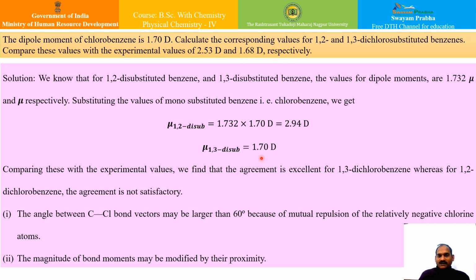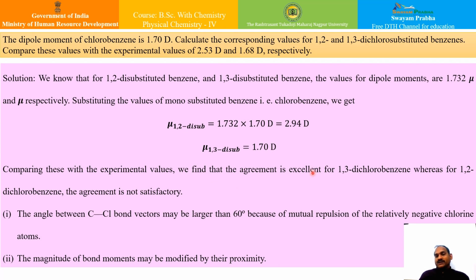So naturally, if we compare these results with the experimental results, we find that the agreement is in great agreement for 1,3 dichlorobenzene. That is, 1.70 dB is very close to 1.68 dB, so it is in excellent agreement. However, for 1,2-dichlorobenzene, this agreement is not satisfactory, because what we get is 2.94 dB, and what is the experimental value? It is 2.53 dB. So there is a difference.